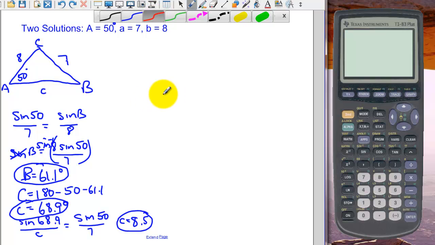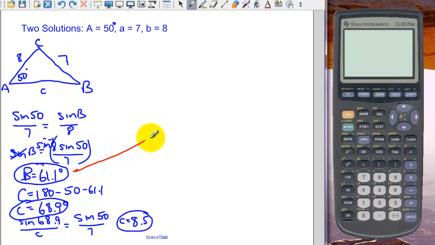Let's do that in red. So again, on our second solution, A prime is still 50, B prime is still 8, little a prime is 7. But what we said is if there's a second solution, we take the first angle we found, that's this angle here, and we find its alternate, which is supplementary to that angle. And we would have here 180 minus 61.1, which comes out to be 118.9 degrees.